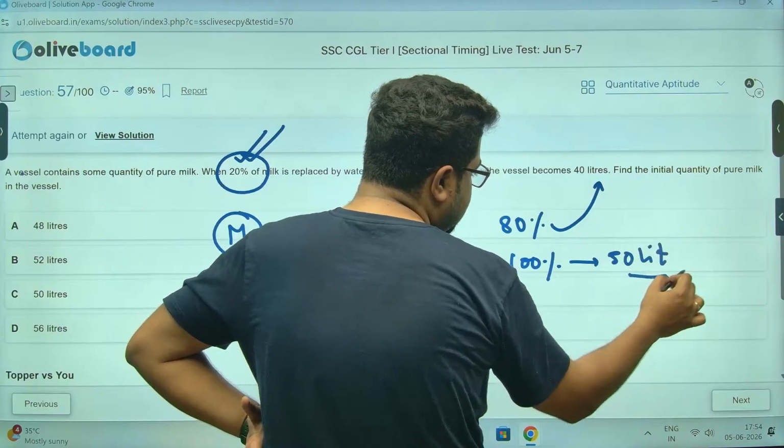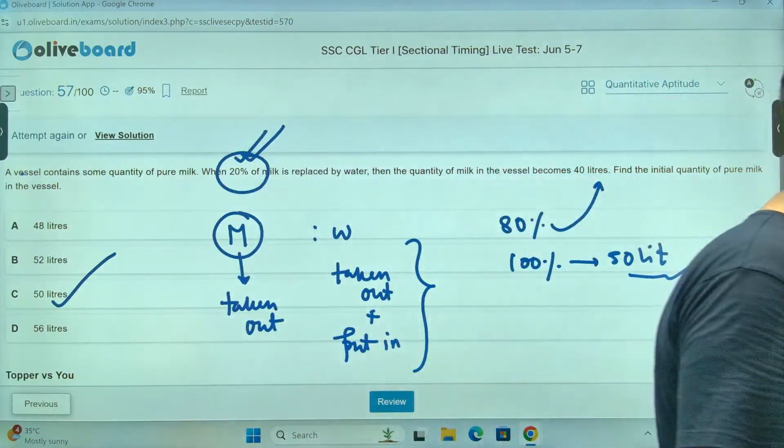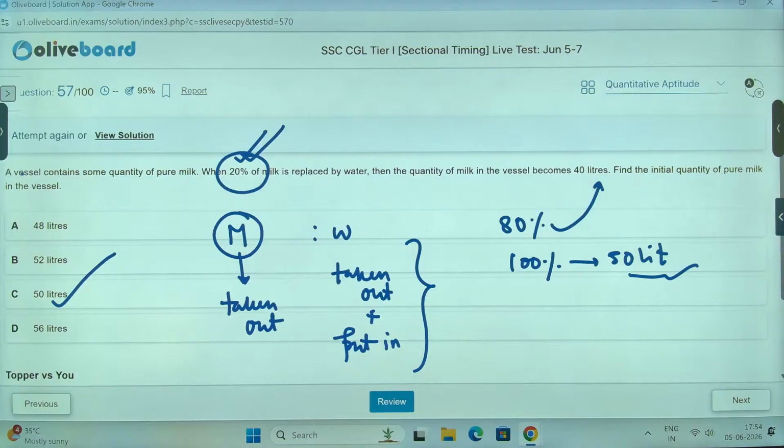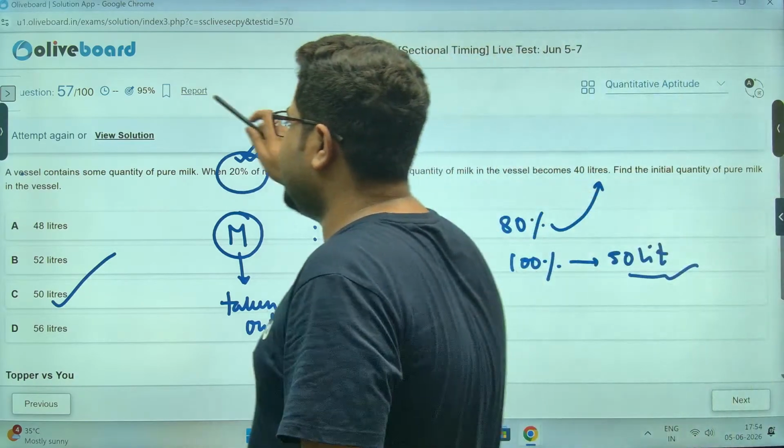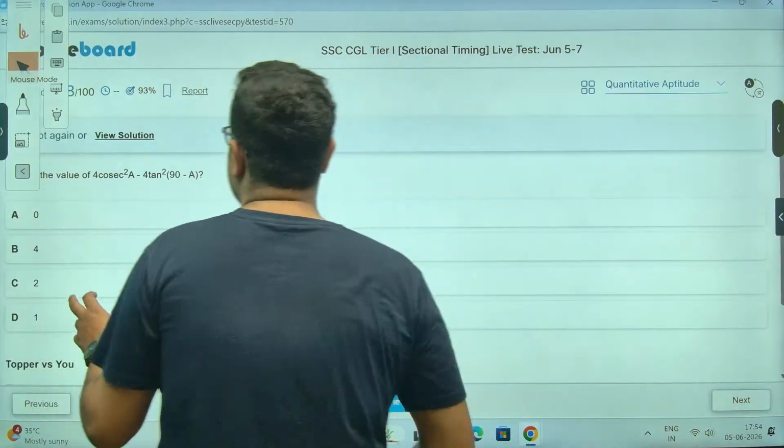I do not need to do any calculations for this. Option C is the correct answer. Option C, 100%, is your correct answer. Again, a very, very simple trick, sir. Next one, please.